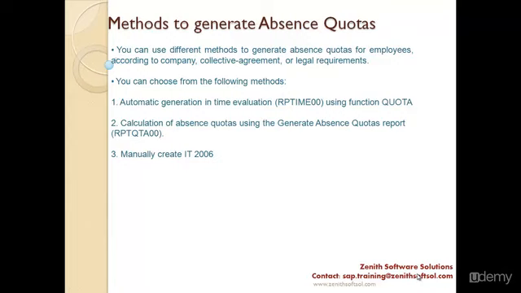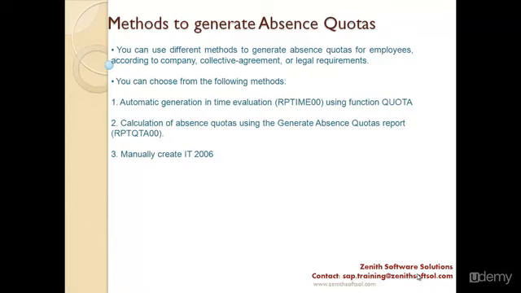Now, what are the different methods to generate the absence quotas? You can use different methods to generate the absence quotas for employees according to the company's requirement. SAP has provided three different options. The first one is automatic generation in time evaluation. There is a program called RPTIME00, which is nothing but time evaluation. This can be used to generate the quota automatically for a group of employees.